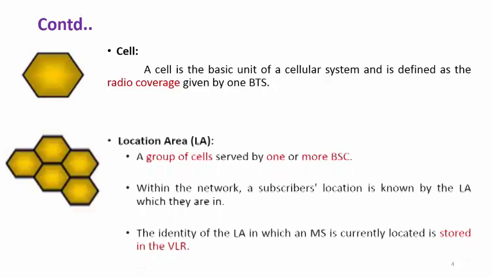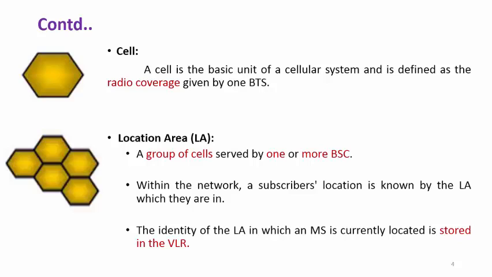If these cells get combined, the combination of these cells is the location area. It is a group of cells served by one or more BSC, that is base station controller. The base station controller in GSM is responsible to provide services to the BTS in each cell. One or more BTS can be connected to the BSC. In this location area, a group of cells within a network, a subscriber's location is known by the location area they are in.